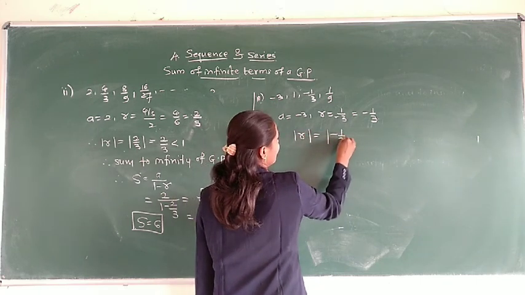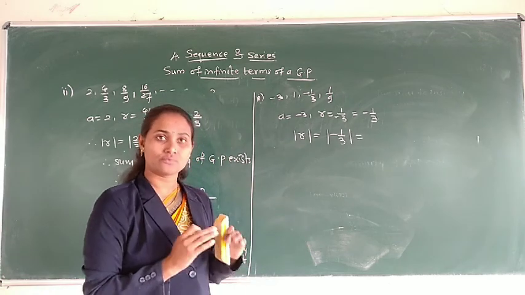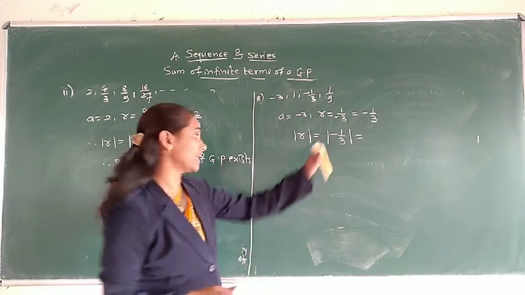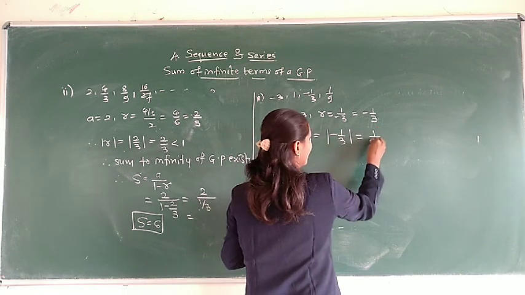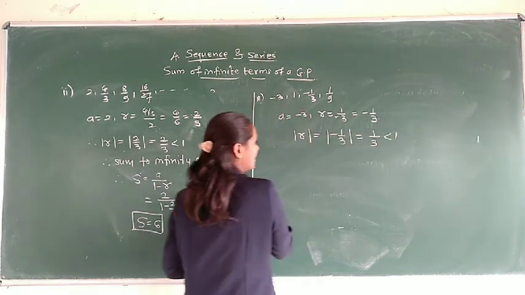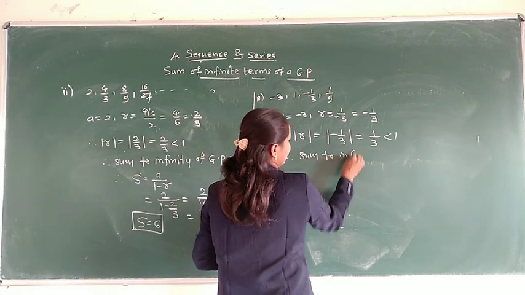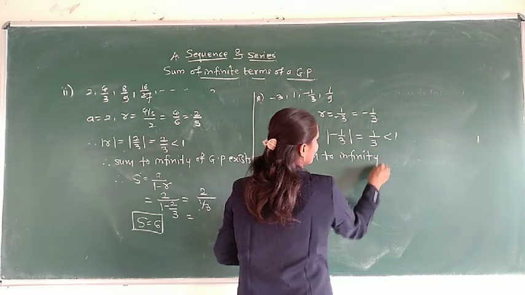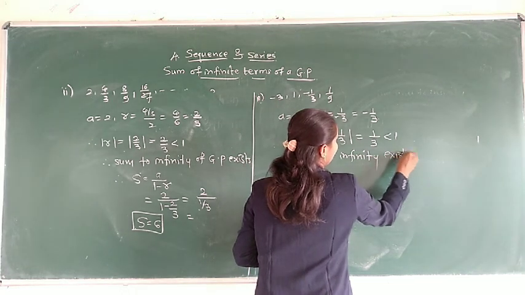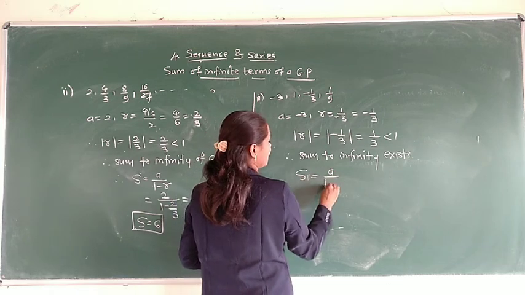Therefore modulus of minus 1 by 3. In the modulus sign, even if the value is negative, outside the modulus it is always considered positive, which is 1 by 3, which is again less than 1. Therefore sum to infinity exists and S is equal to A upon 1 minus R.